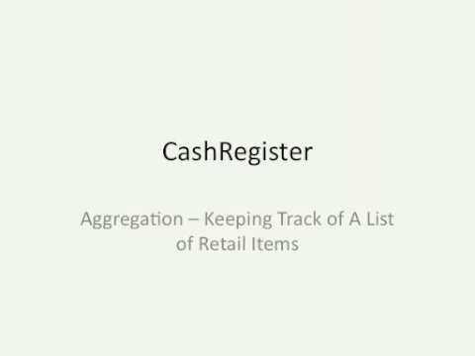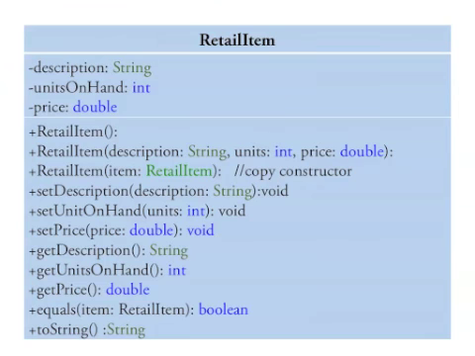Okay, I'm going over the cash register homework that you use to demonstrate your understanding of aggregation. You're keeping track of a list of retail items. We were given a retail item class that had instance fields: description, units on hand, and price.